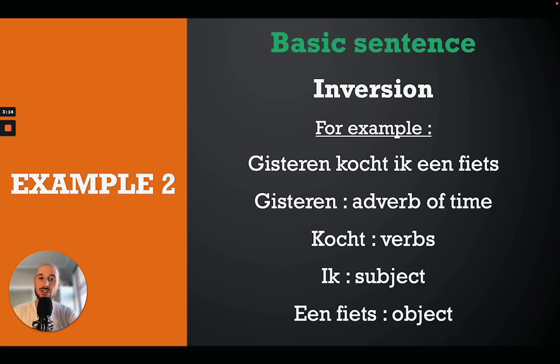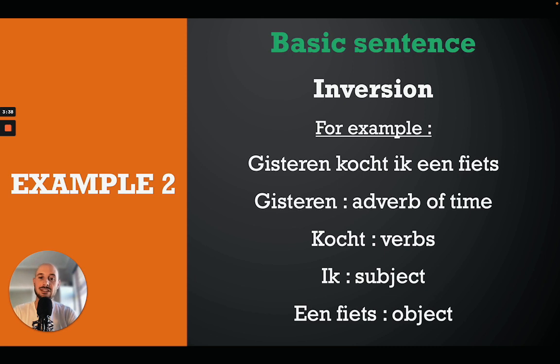And what is inversion? Well, basically putting your verb in front of your subject, putting your finite verb, so the verb which adapts itself to your subject, in front of your subject. So gisteren is our adverb of time, kocht is our verb, ik is our subject, and een fiets is our object. Be careful of that.